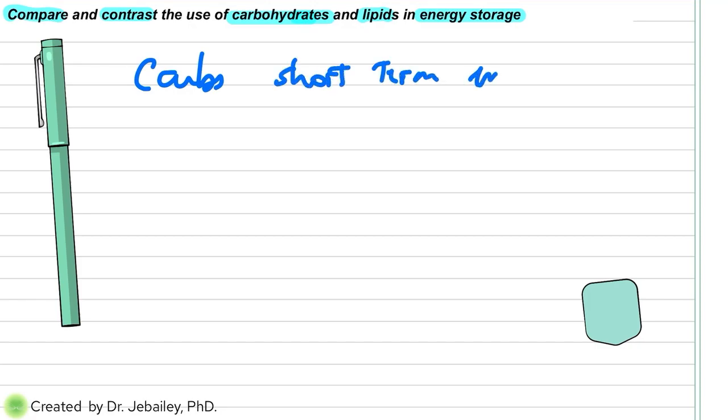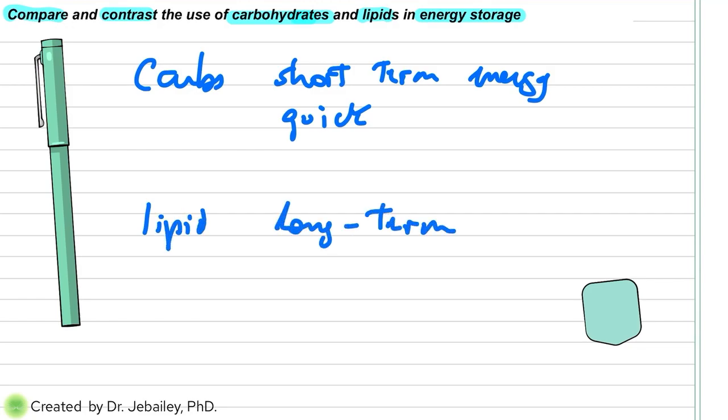What does that mean? That means the energy is used quickly, and these go for high-intensity exercises. While lipids, on the other hand, are long-term energy. This is more for the slow ones, like going for a run versus going for a walk, right?